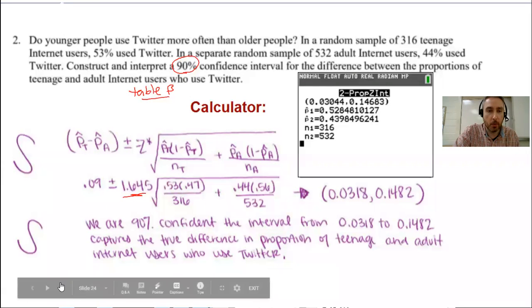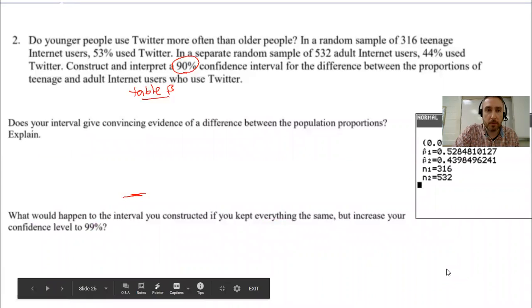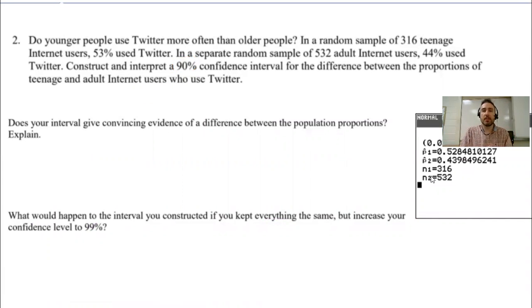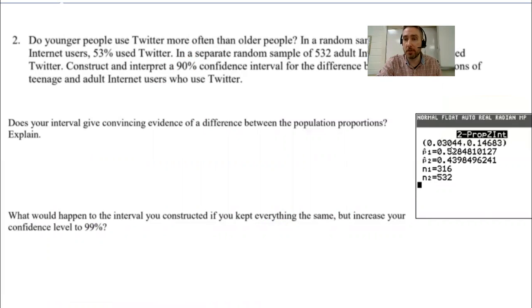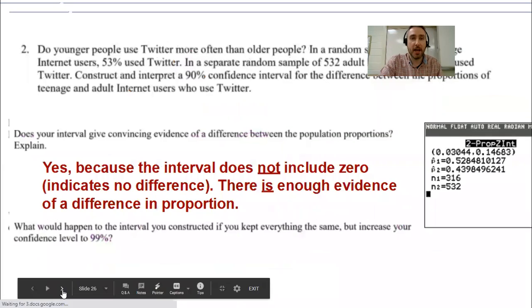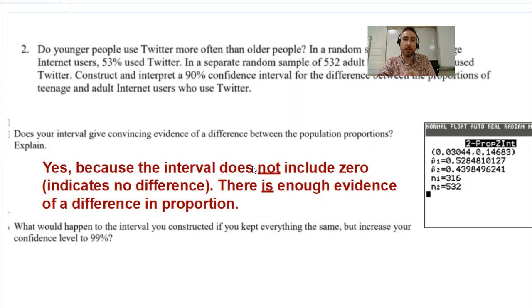So on to the next part of the question. We want to explain, does your interval give convincing evidence of a difference between the population proportions? Well, this is not a test, but we can still identify if something's convincing, based on whether or not a number is in your interval. So remember, your interval is from about 0.03 to 0.146. Well, that tells me there's a difference because 0 would be no difference. 0 is not included in that interval. So you can basically say, yeah, there's a difference. The interval does not include 0, which indicates a difference. There's enough evidence of a difference in proportion. So yeah, that is convincing evidence from a statistical point of view, even though it's not a test.